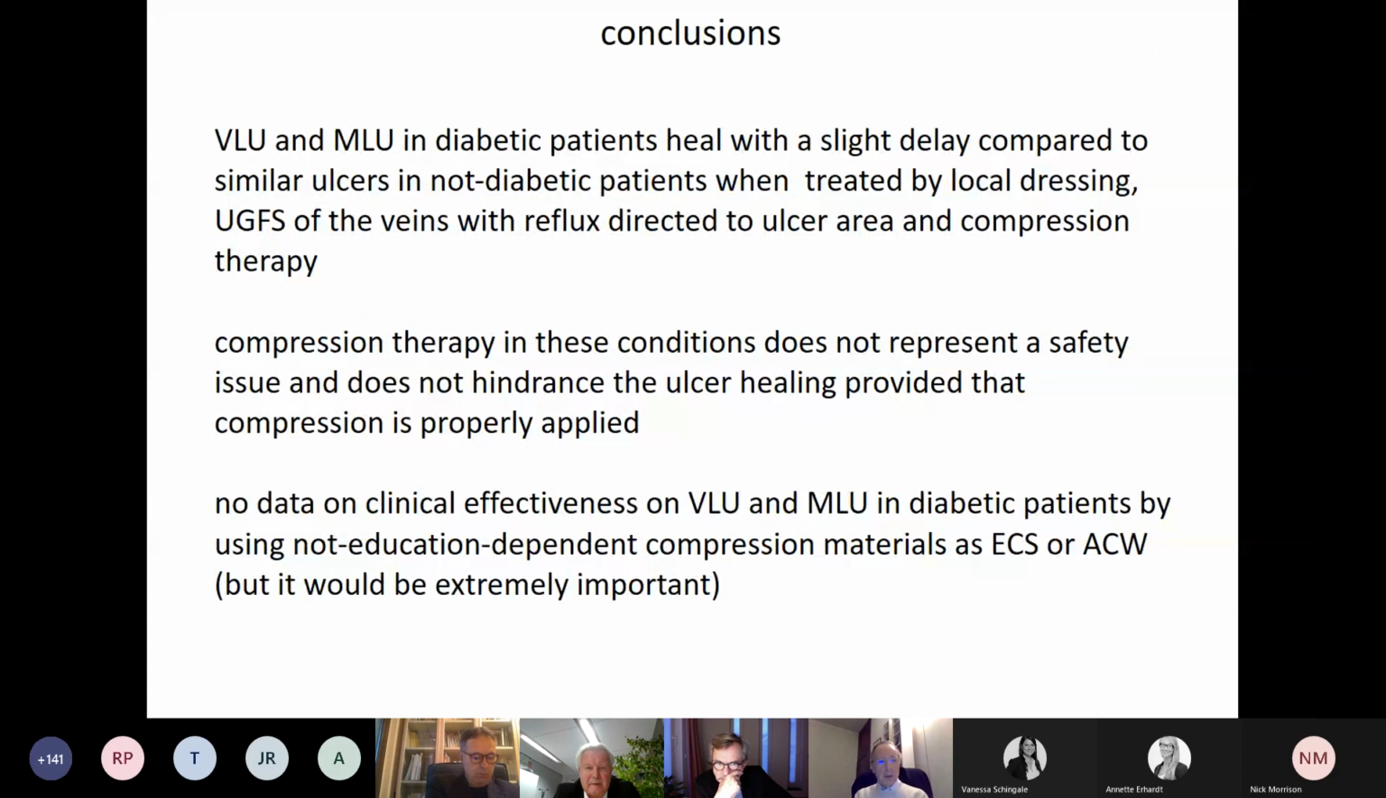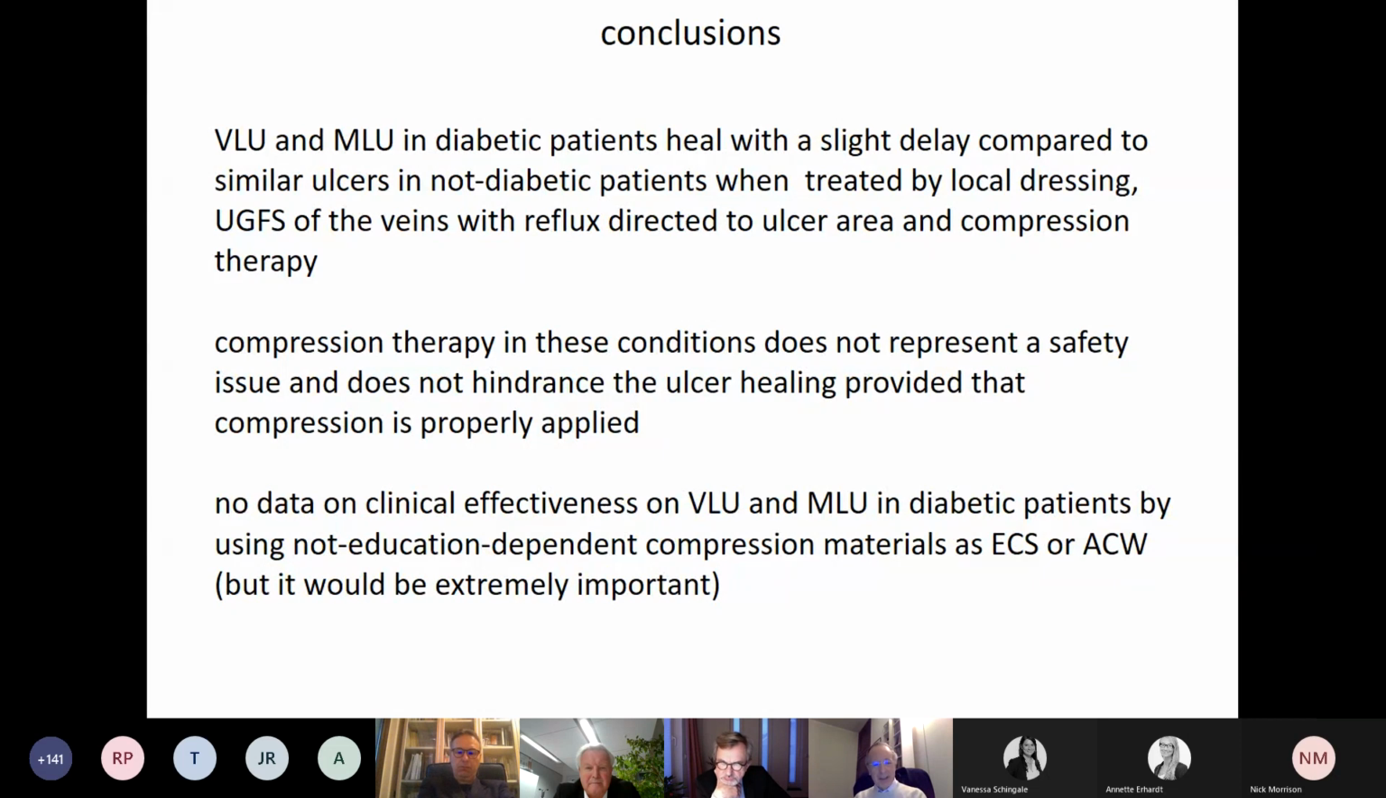So in conclusion, venous leg ulcer and mixed leg ulceration in diabetic patients heal with a slight delay compared to similar ulcers in non-diabetic patients when treated by local dressing, ultrasound-guided foam sclerotherapy of the vein with the reflux directed to the ulcer area, and compression therapy. And compression, when properly applied in this condition, does not represent a safety issue and does not enhance the ulcer healing. We have unfortunately no data, and this is a kind of request for MEDI.